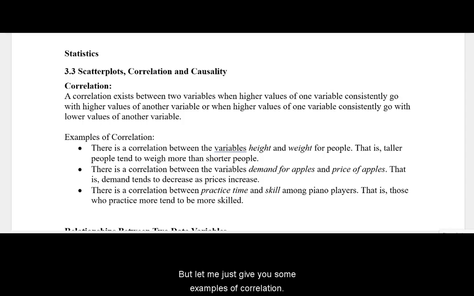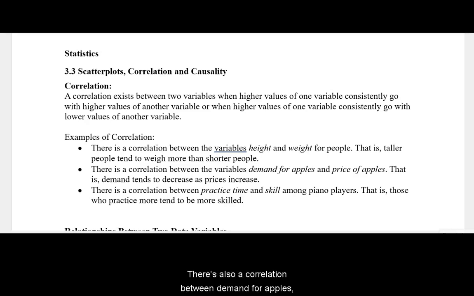But let me just give you some examples of correlation. For example, there's a correlation between the variables of height and weight. Generally, taller people will tend to weigh more than shorter people overall. This is like generally. And so in that case, we will see a correlation between those two variables.